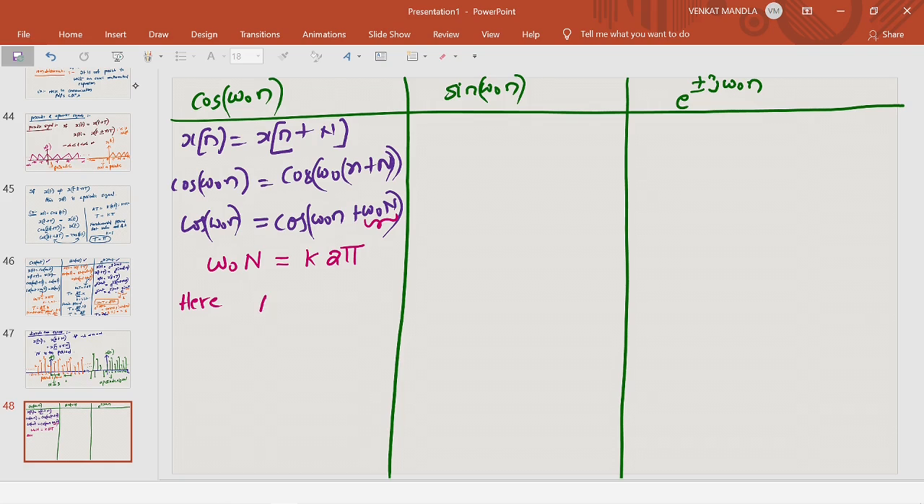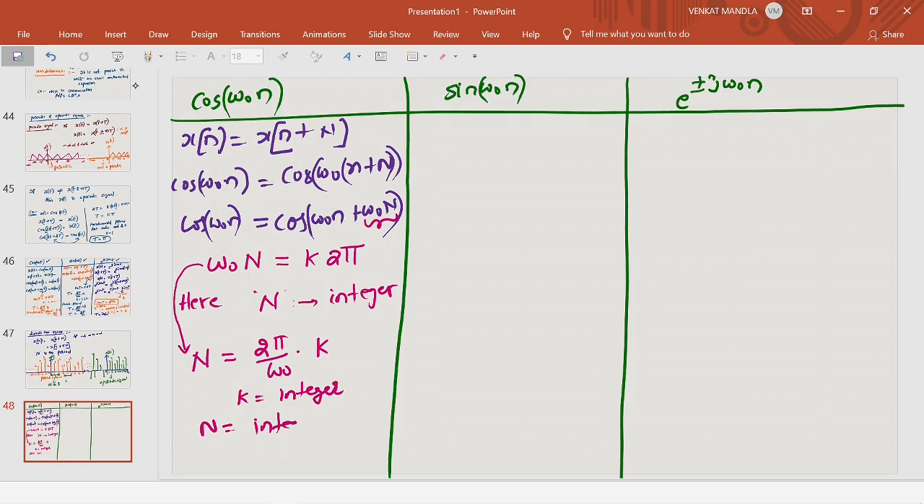So here the additional constraint is capital N, because it is a discrete time signal, capital N must be an integer. Okay, capital N must be an integer. So N equal to 2 pi by omega naught into k, where k is an integer. So N also should be an integer. Okay, this is also a condition. So N equal to 2 pi by omega naught into k.